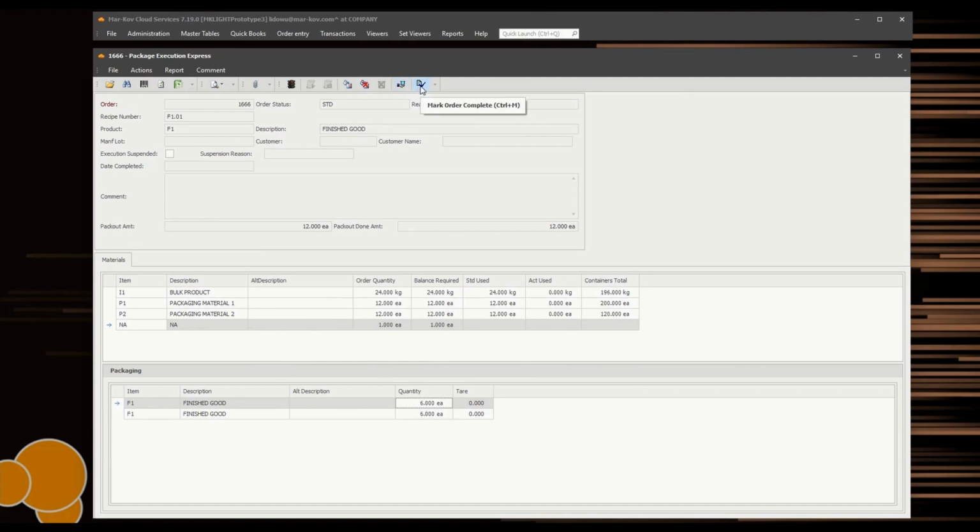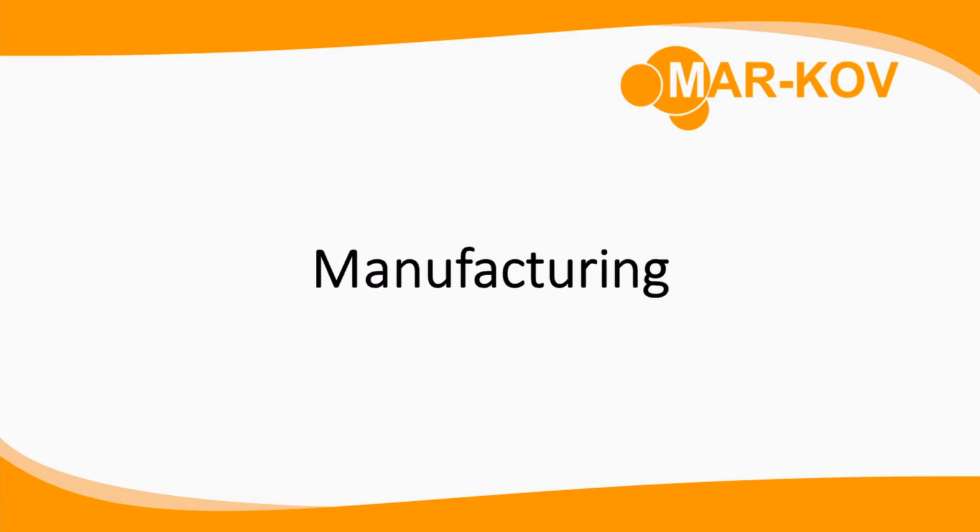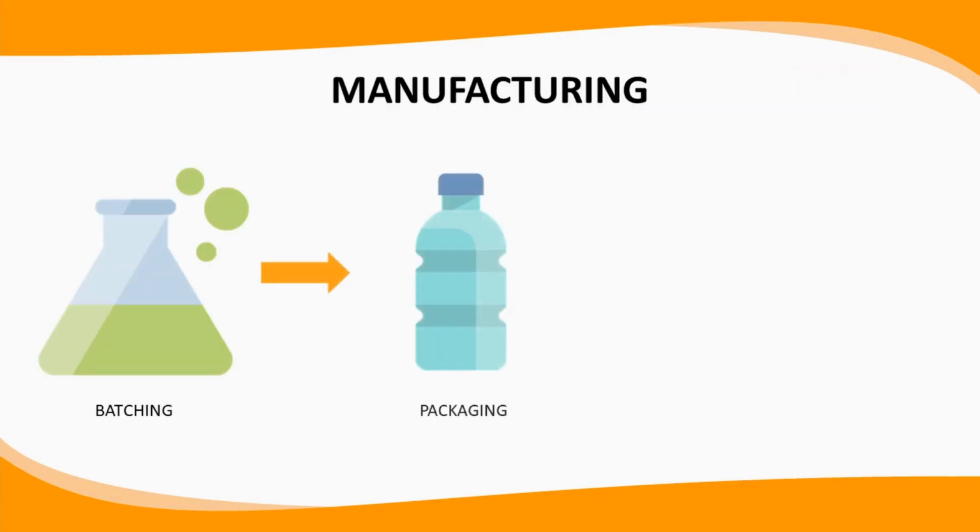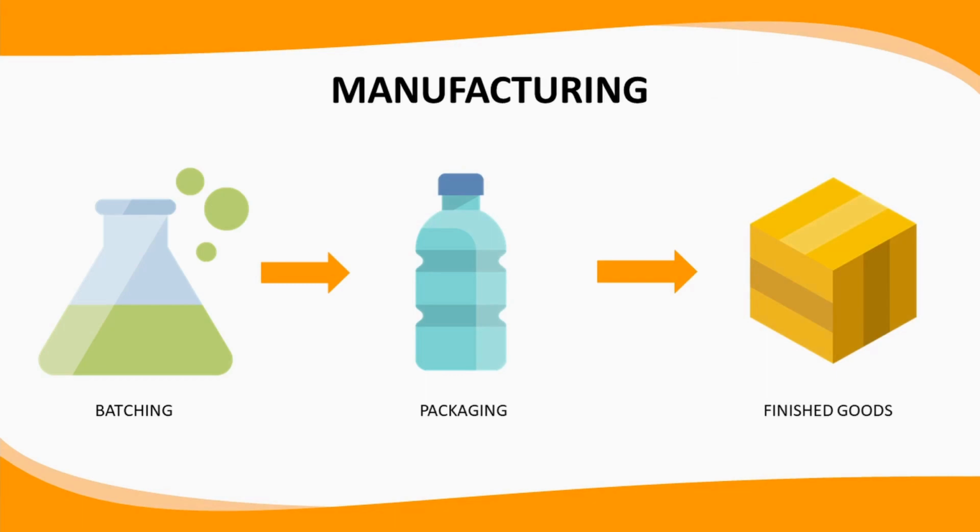Once packaging has been completed, mark the order complete. Once an order has been marked complete, no further actions can be recorded against the order. This completes the manufacturing process. The materials were batched and packaged for sale. Now they are ready to be sold to customers.